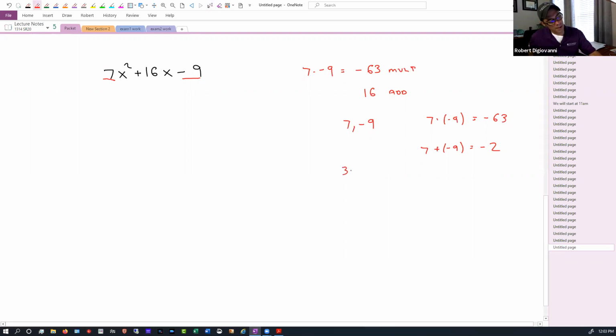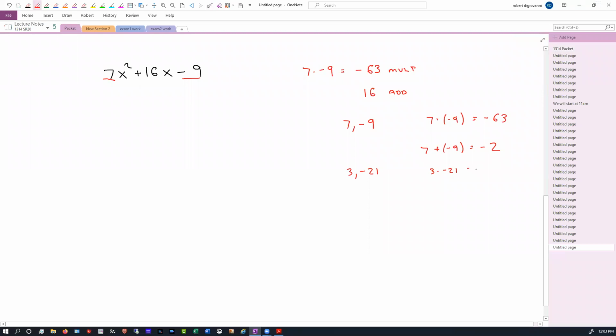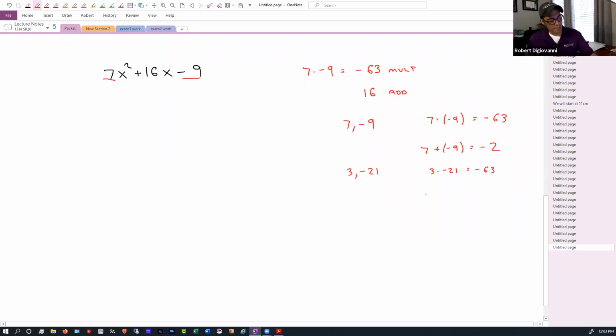How about 3 and negative 21? Isn't that negative 63? Yes. But what do those add up to be? Not going to be 16. Is that negative 18? Something like that? It's not going to work.